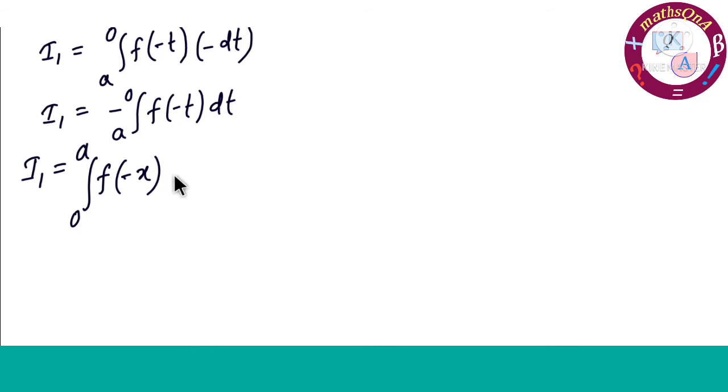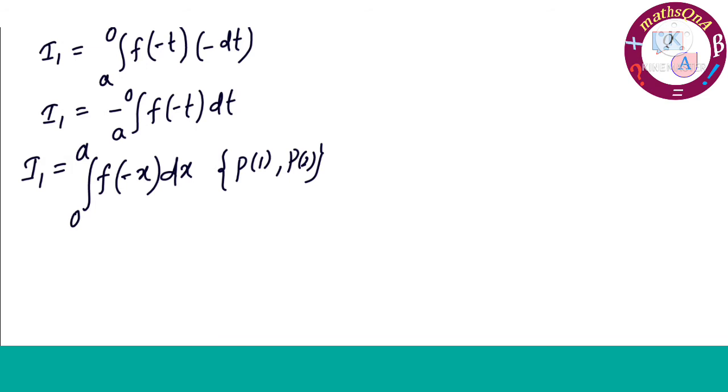Okay, so in place of dt, can I write dx? Yes, because property 1 and property 2 both say that interchanging the limits changes the minus to plus, and interchanging the variable x to t and t to x, the value remains the same. Okay, so this is property 2 and 3. Now simplify this one, you will get integration 0 to a f of minus x dx. This is the I1 value.